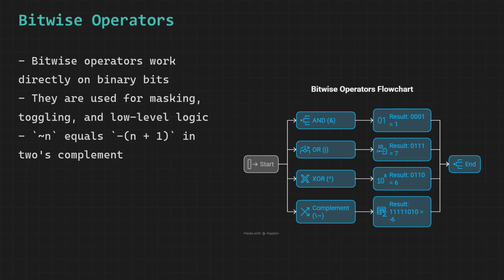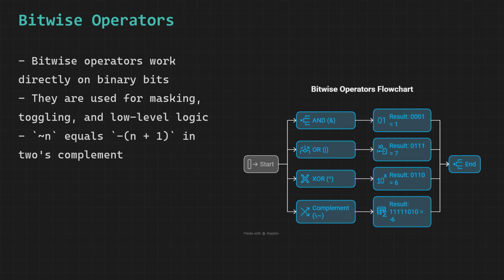XOR has a fascinating property. A value XOR itself always equals 0. This is used in clever algorithms to swap two variables without a temporary variable, find the unique element in an array, and even in some encryption techniques.